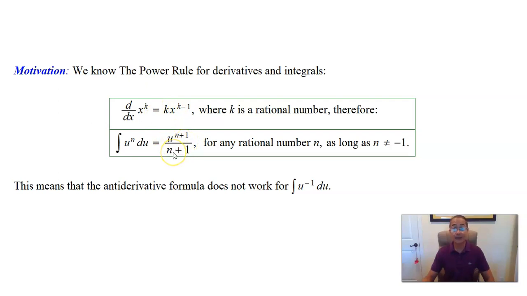Now, we cannot divide by 0 ever. So n plus 1 cannot be 0, which means that n cannot be negative 1. So this means that we are missing a formula when n is negative 1. In other words, we do not have an antiderivative for u to the minus 1 du. And of course, u to the minus 1 can be rewritten as 1 over u. We don't have an integral for 1 over u. So that is what we are going to work for.